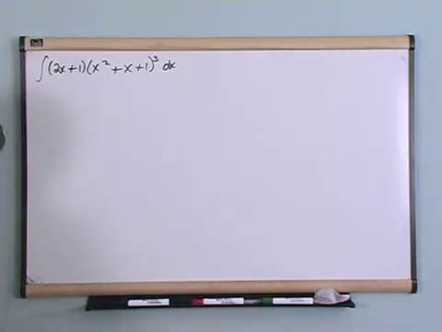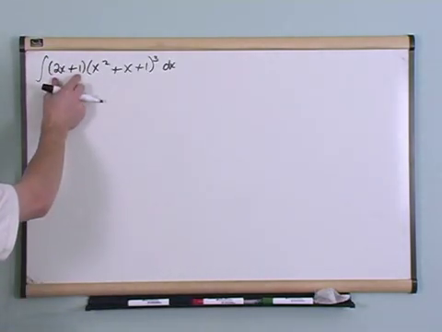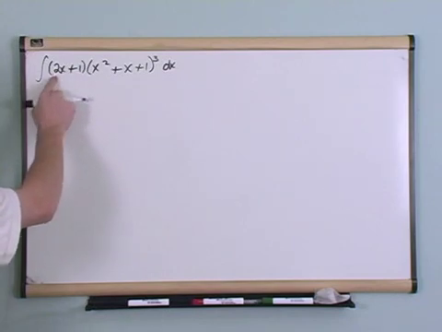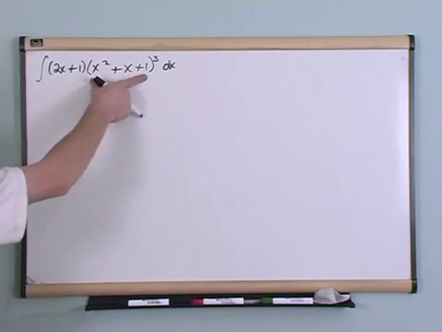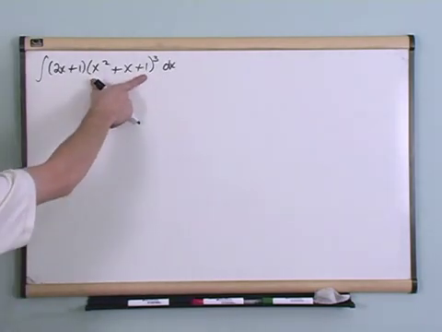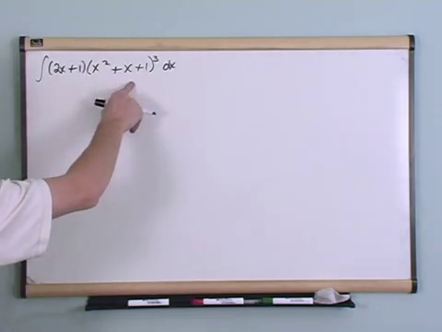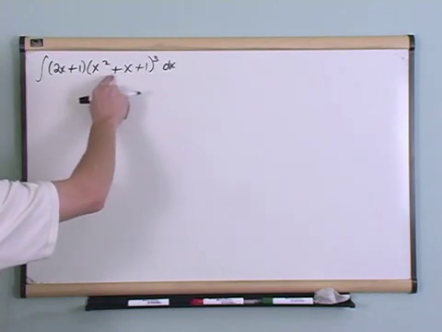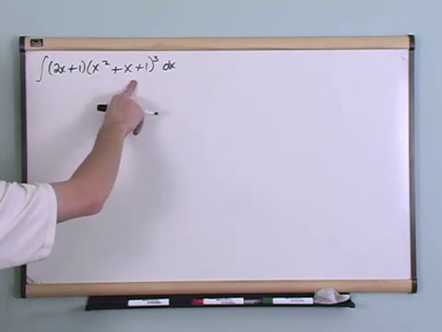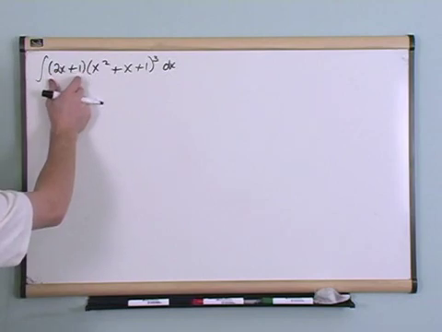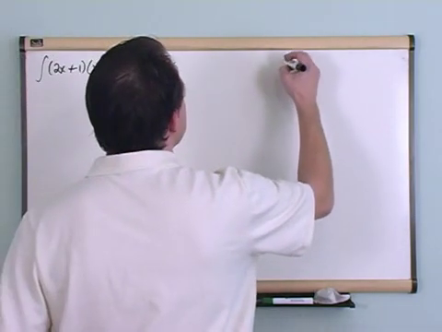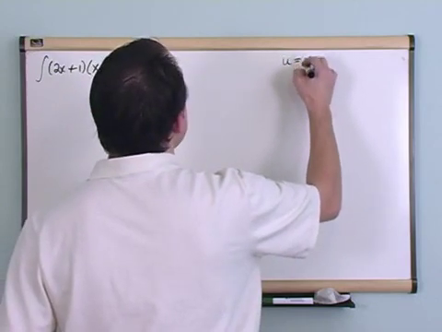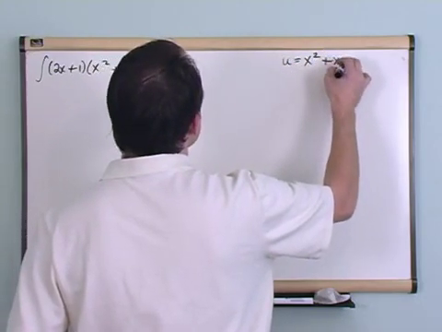Okay? And let's think about it. If I choose this for u, when I take the derivative, it's going to be 2. The derivative of this is 2, which is not going to cancel with this at all. But if I take a look at this and I say, what's the derivative of this? This will be 2x plus 1. The derivative of this term is 2x plus 1, which sure looks a whole lot like that, right? So that may lead me somewhere. So let's try it. u is equal to x squared plus x plus 1.